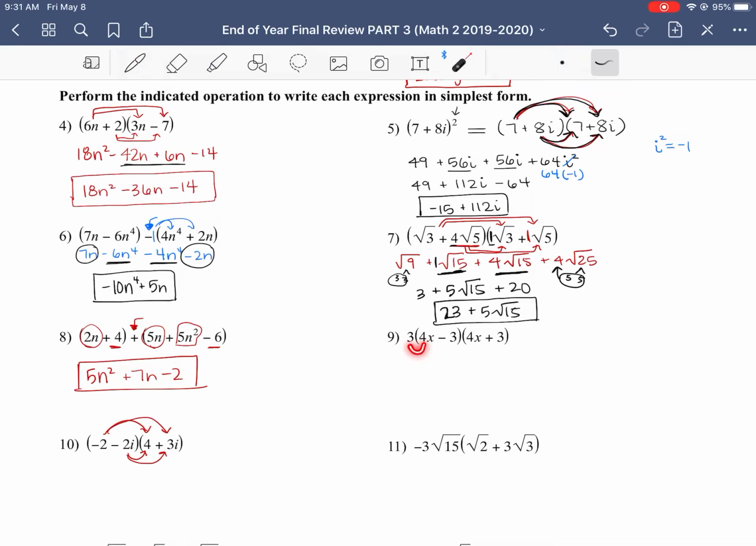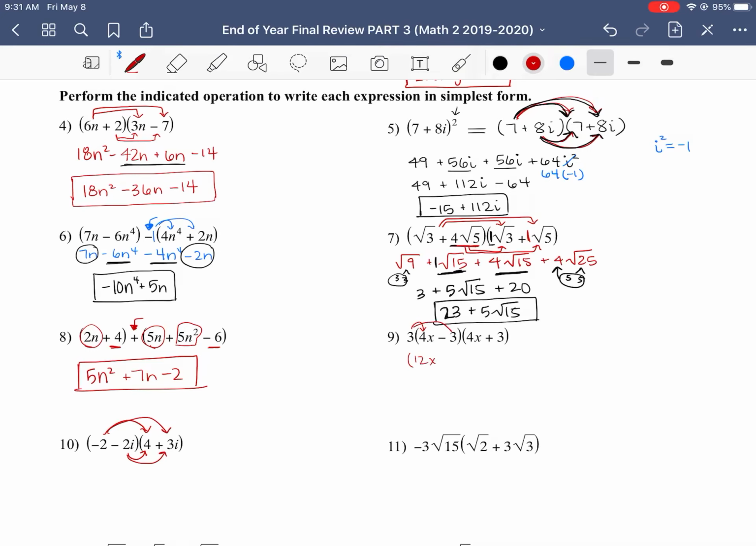There's a 3 out front. So there's 2 ways you can do this one. One, you can start by distributing the 3 first. Remember, the 3 doesn't go to everything, or you've double distributed. You just distribute it in here, and then you can FOIL what's left.